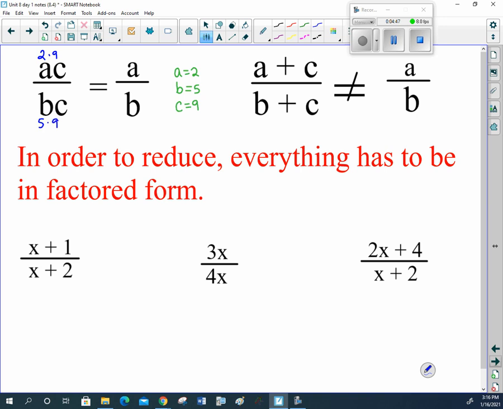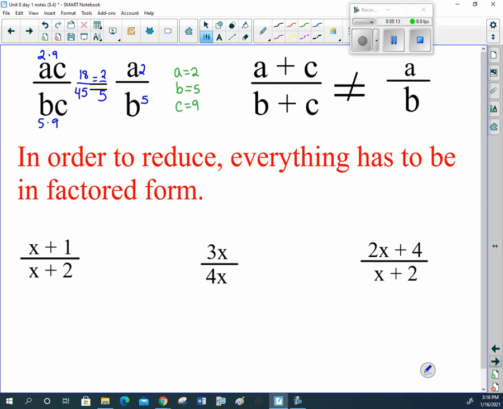Let's multiply it out and see what we get. 2 times 9 is 18, and 5 times 9 is 45. Okay, let's reduce that fraction. They're both divisible by 9. What do we get? If we reduce the fraction, we end up with 2 over 5. And is that what A is? Yep, A is 2 and B is 5. So that is true. That works.